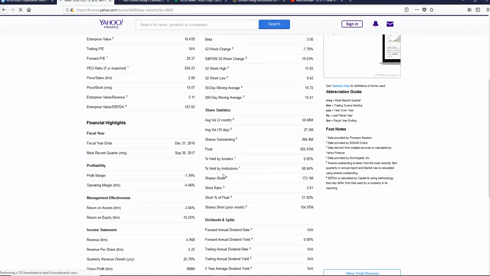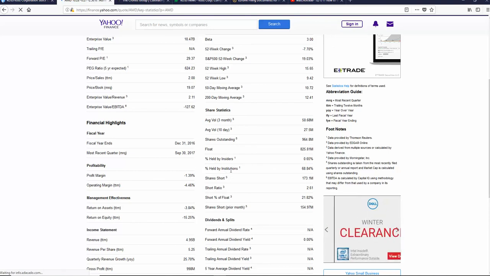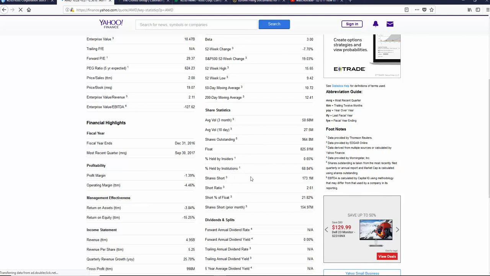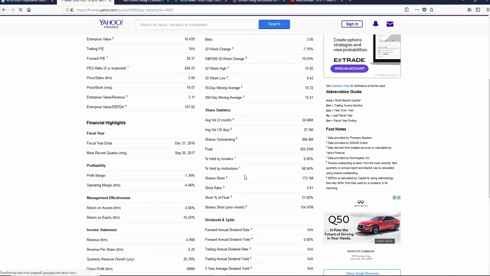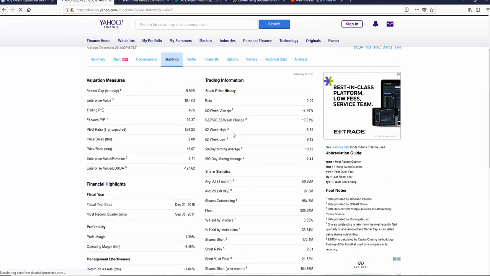You also want to see what percentage is held by insiders and institutions. The higher it is, the more of an incentive they have for the price of that stock to go up. That gives you some insight: they're really invested in the company, and it's imperative for them that the price of the stock goes up, because a high percentage of the people working for the company have shares in it. So these are the things you should be looking at when you're looking at stocks.